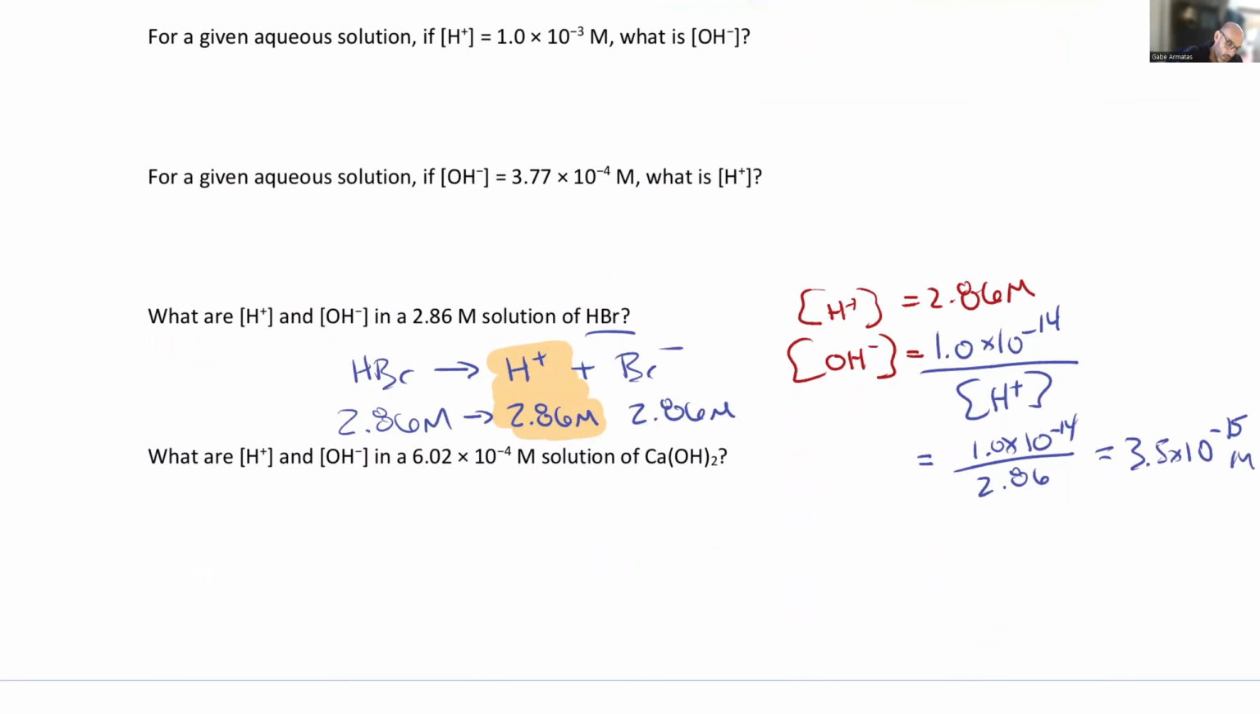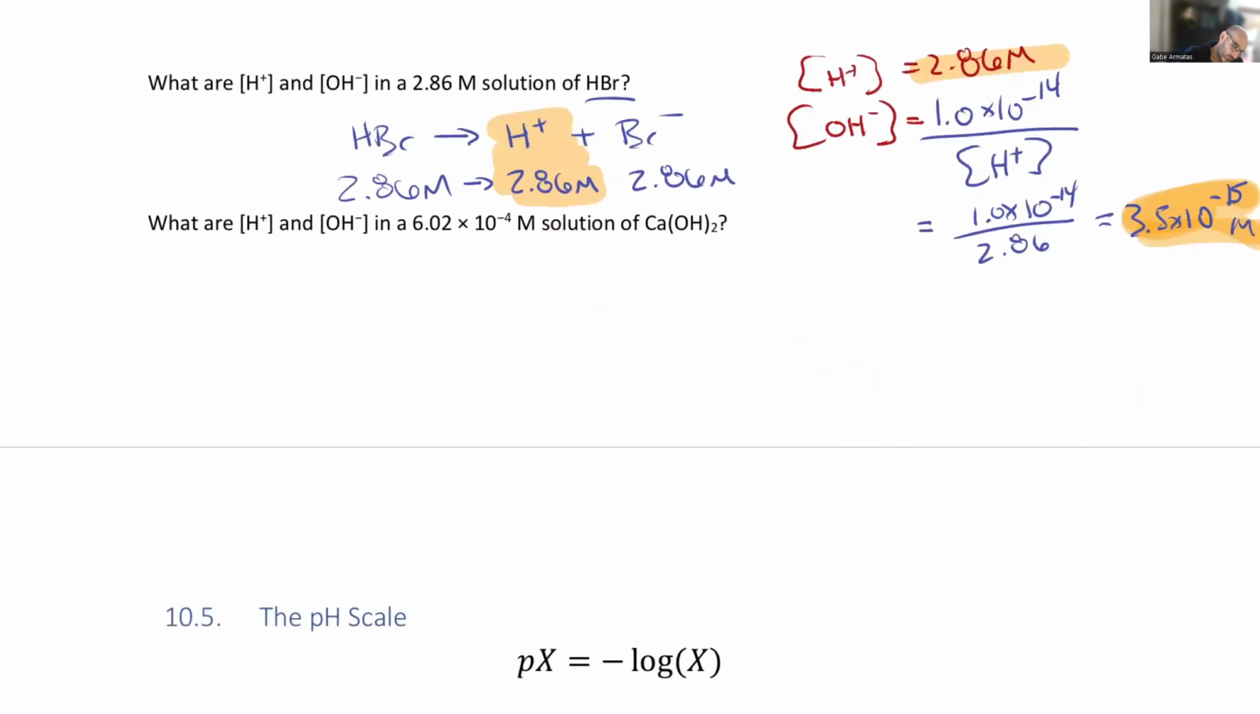All right. So concentrations of these things are just a matter of figuring out how much H plus, and then you have to use that equation to get OH minus. All right. This next one's a little bit more tricky.